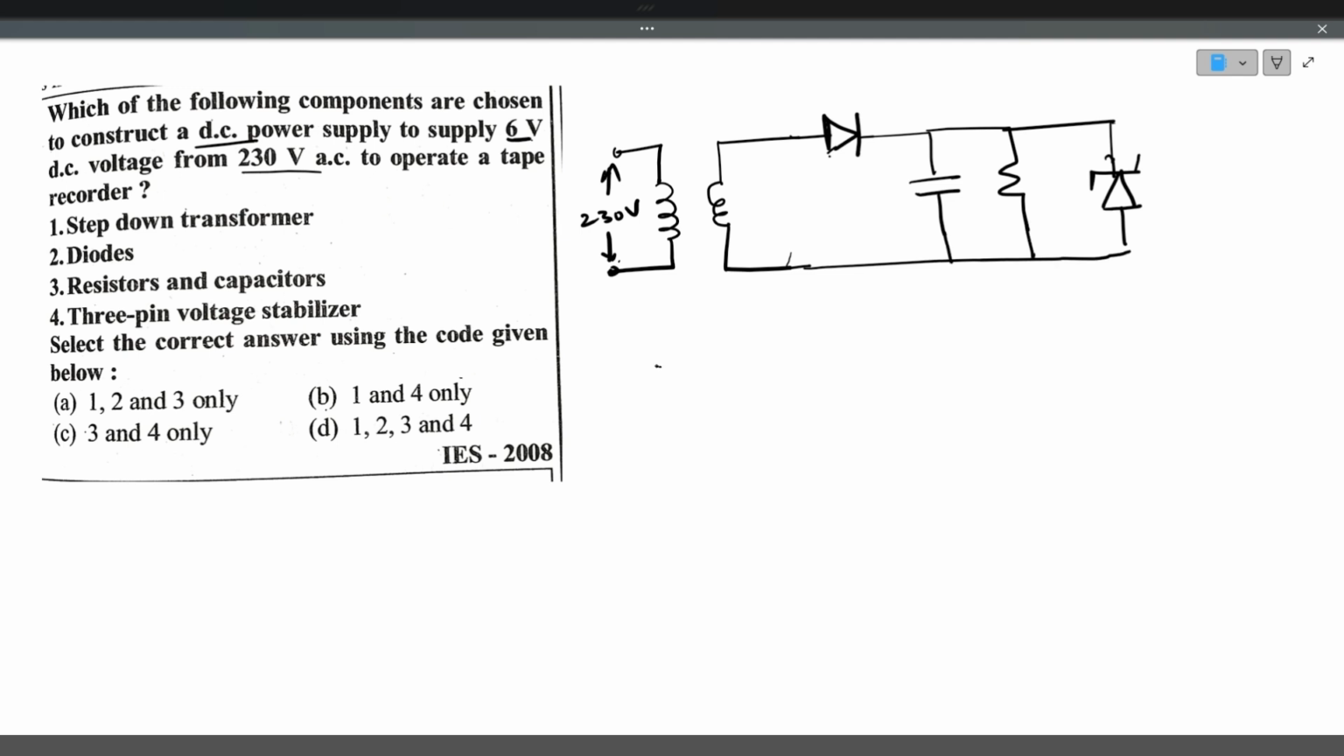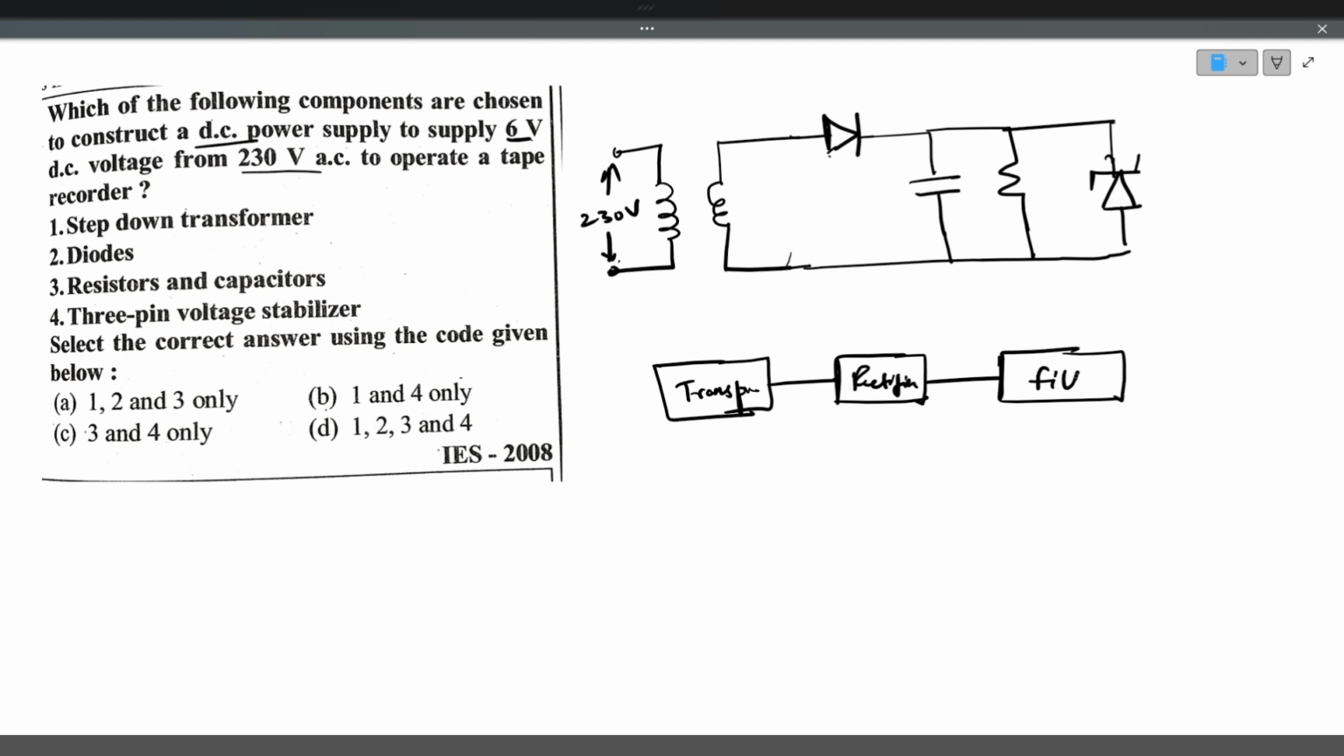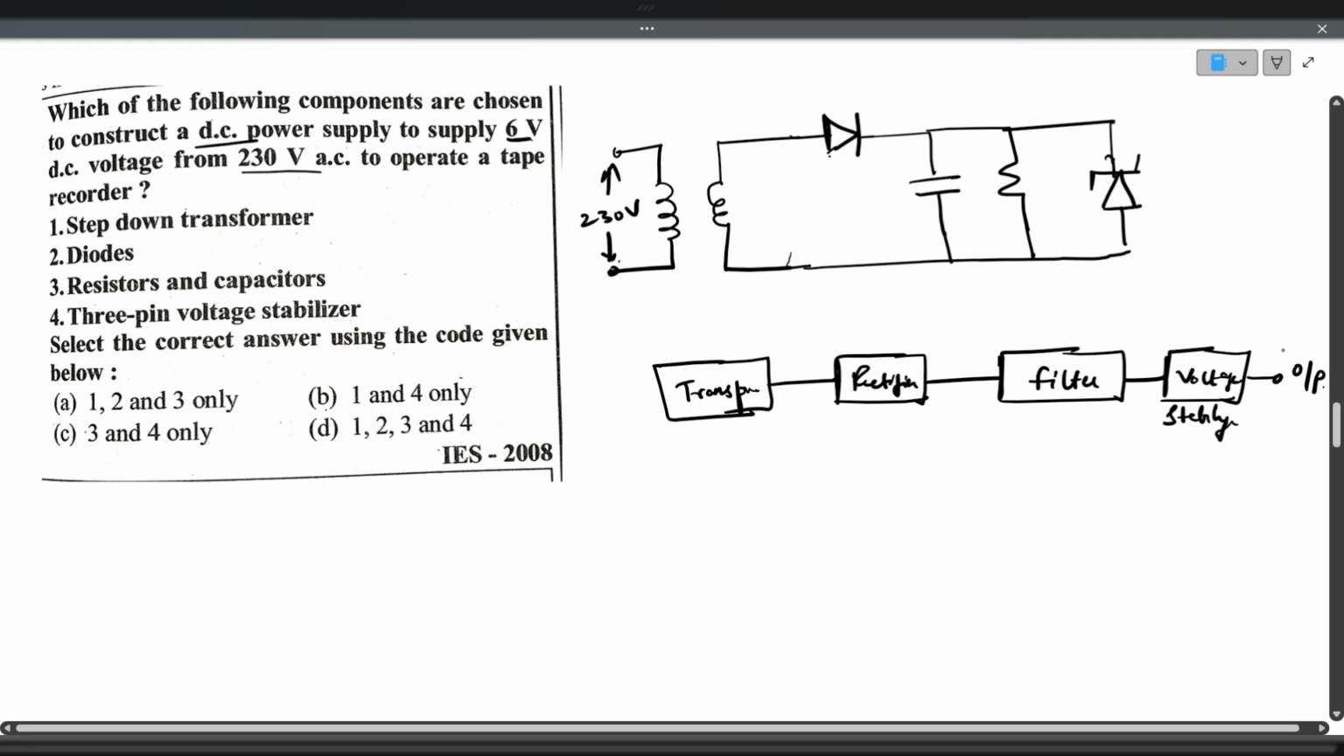Okay. First, what will be there? A transformer will be there, a step down transformer. Then it should be given to a rectifier. Here diode is acting like a rectifier. Then it should be given to a filter. Here capacitor and resistor are acting like a filter. Then it should be given to a voltage stabilizer, voltage regulator or stabilizer. Then you will get a stabilized output voltage, constant DC output voltage.